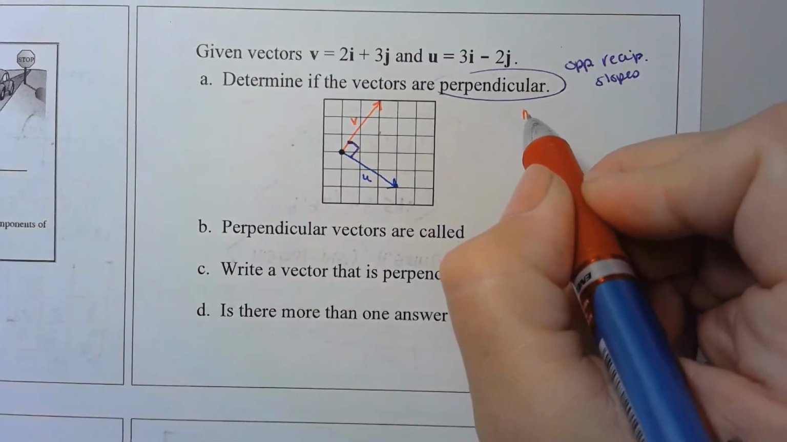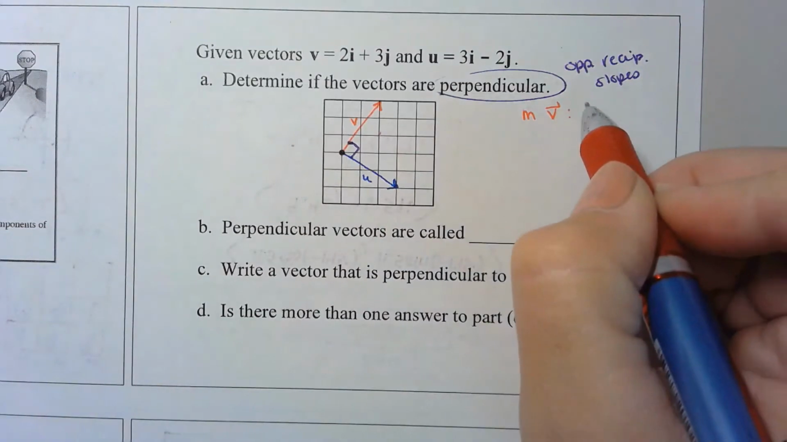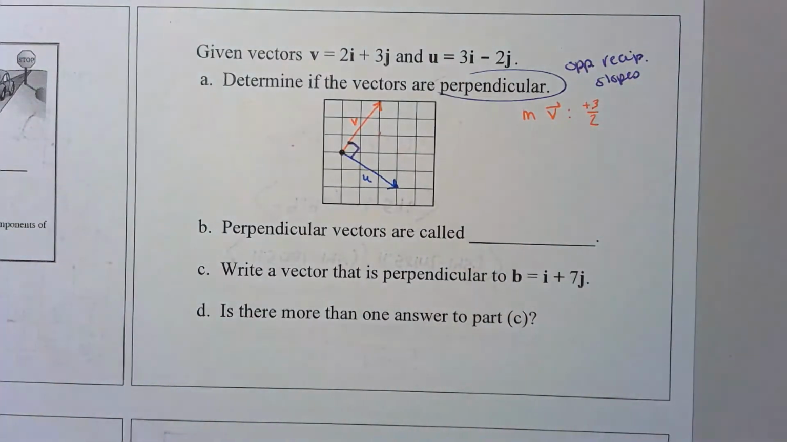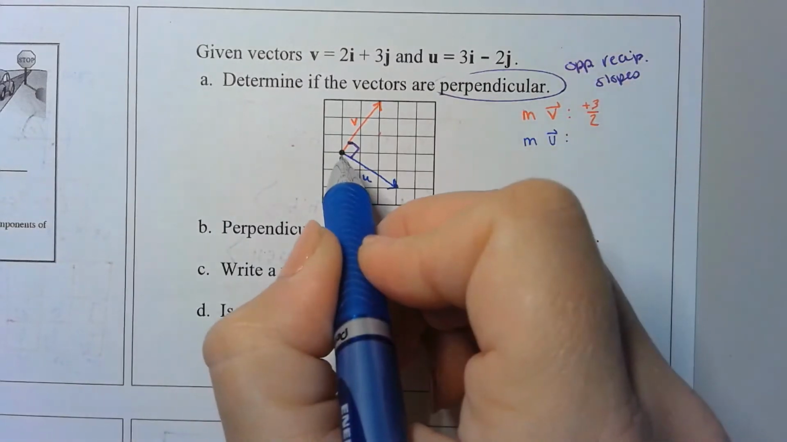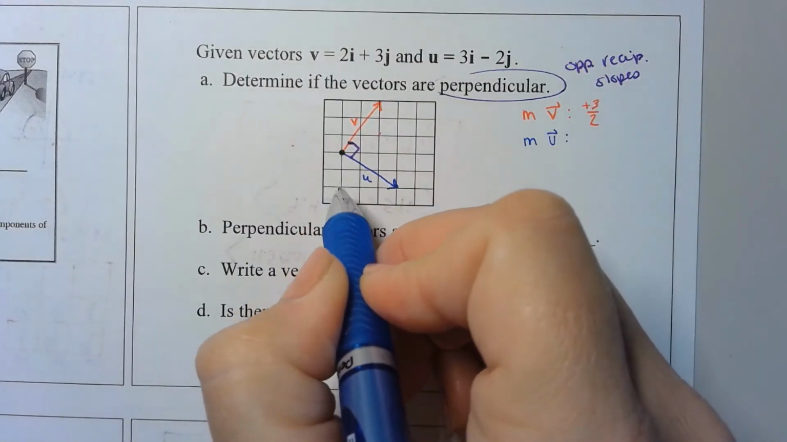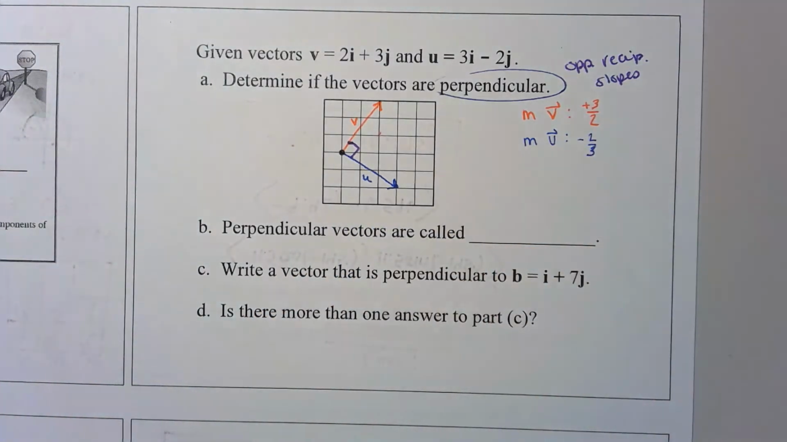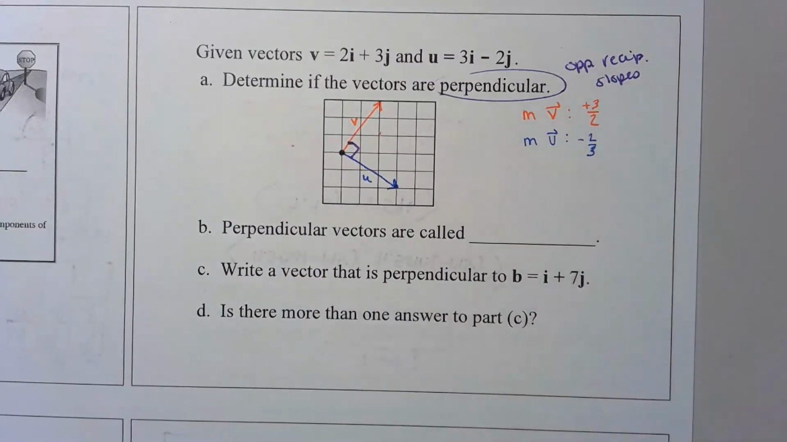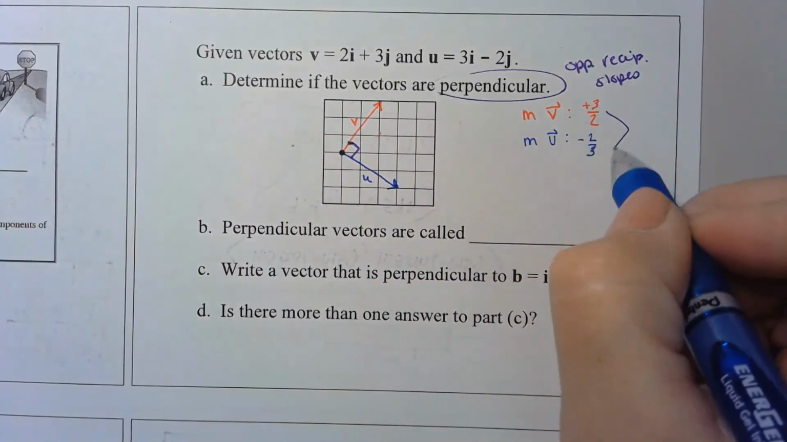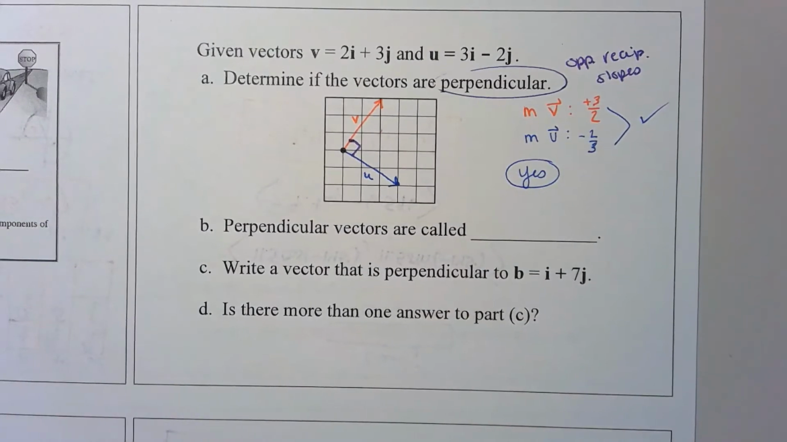So I'm going to say, what is the slope of vector v? Well, we're going up 3 and right 2. What is the slope of vector u? Again, slope is vertical first. I'm going down 2 and right 3. Are they opposite signs? Yes. One's positive, one's negative. Are they reciprocals? 3/2 and 2/3? Yes. So, yes, these two vectors are perpendicular.